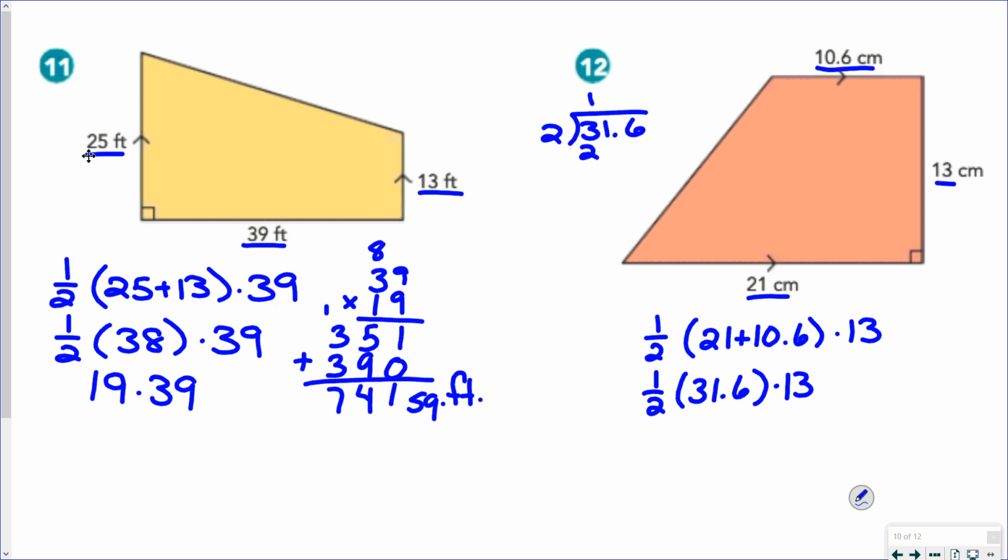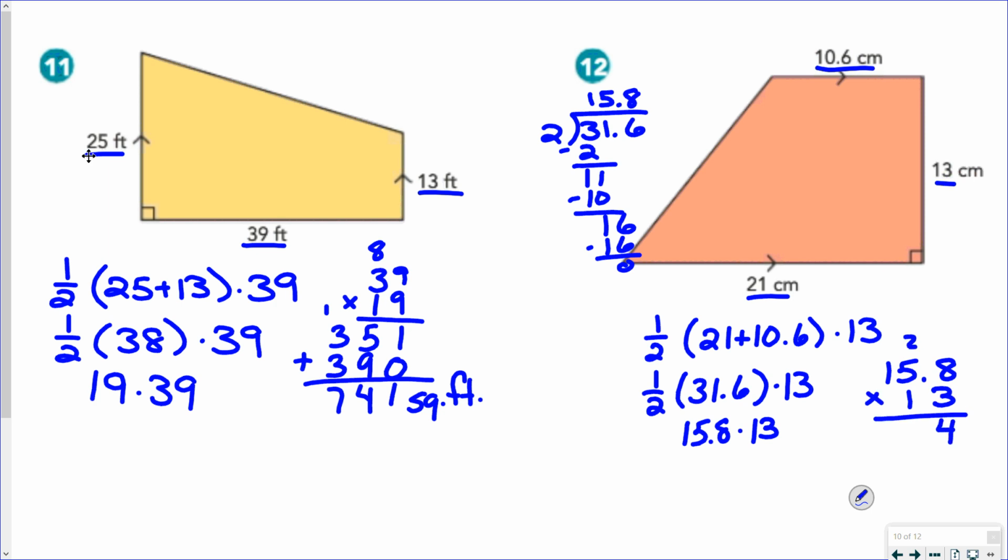So do our work here. So that would be 15.8. You're going to take 15.8 times 13. So I'm going to do that off to the side here.